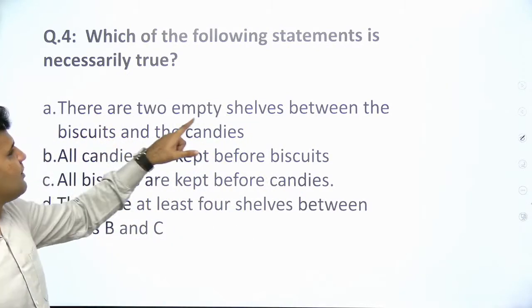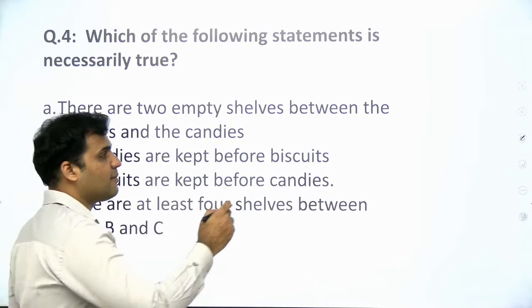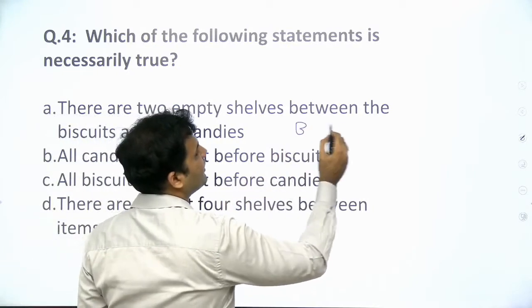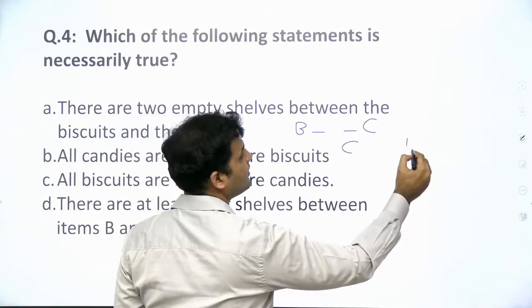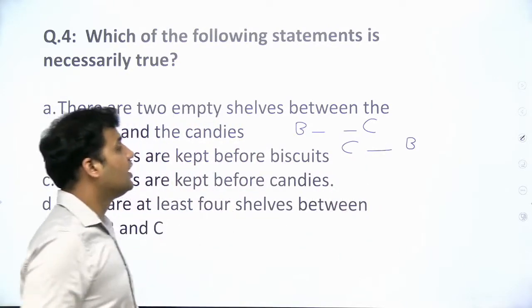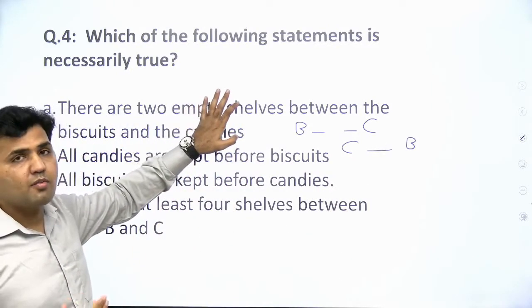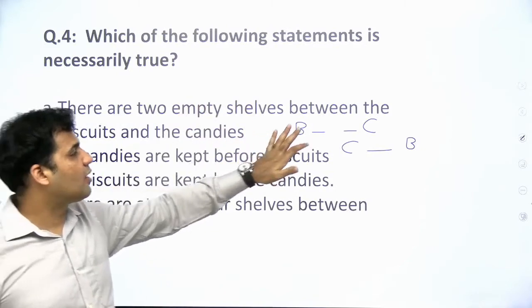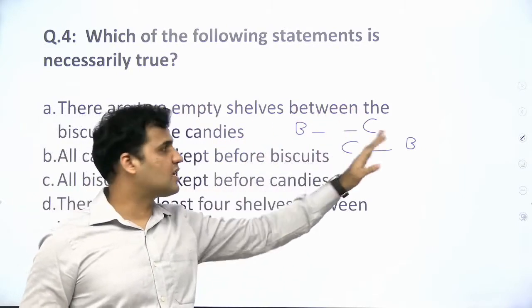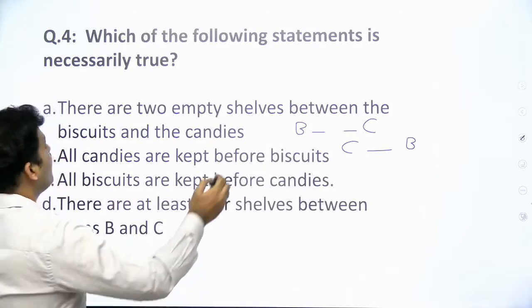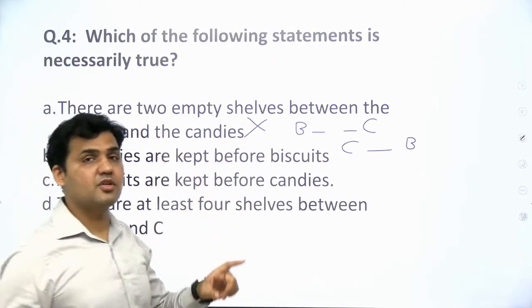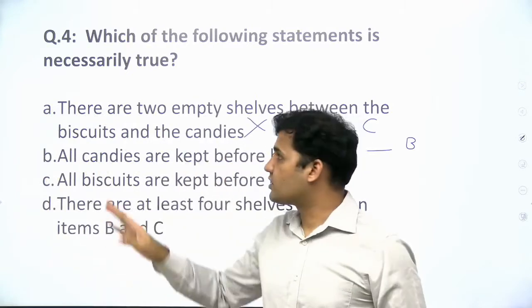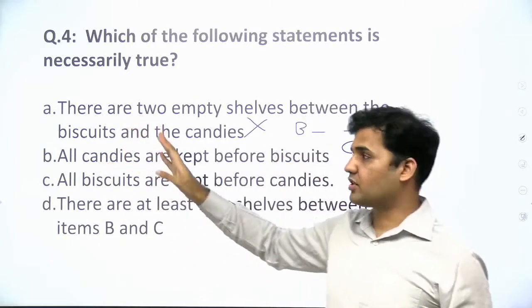The first says there are 2 empty shelves between biscuits and candies. No, it depends. If you are placing biscuits first and then candies, there will be 2 empty shelves. But if you are placing candies first and the biscuits later, there will be 1 empty shelf. So this statement may or may not be true, depending upon whether biscuits come before candies or candies come before biscuits. The first statement is not necessarily true, guys. It is true only in one possible case.